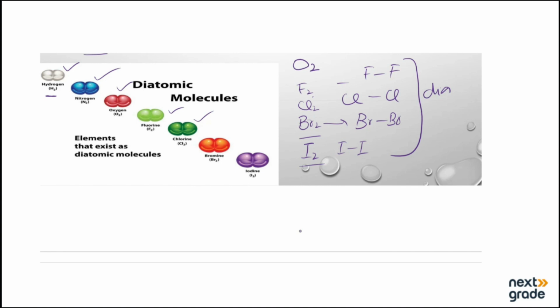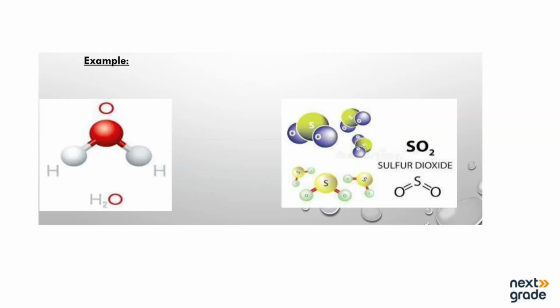Next we have the third type, the triatomic molecule. The word tri shows the number 3, and atomic means atoms. So if we have three atoms in a molecule, then this molecule is known as a triatomic molecule. For example, we have H2O. It has two hydrogen atoms and one oxygen atom. So 2 plus 1 makes three atoms. This is an example of a triatomic molecule.